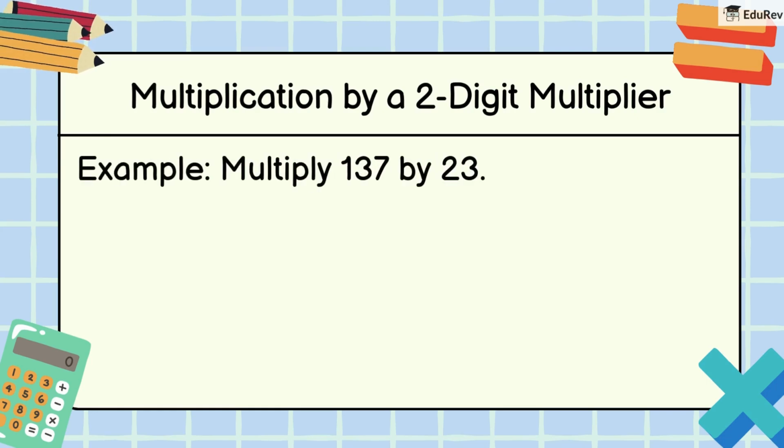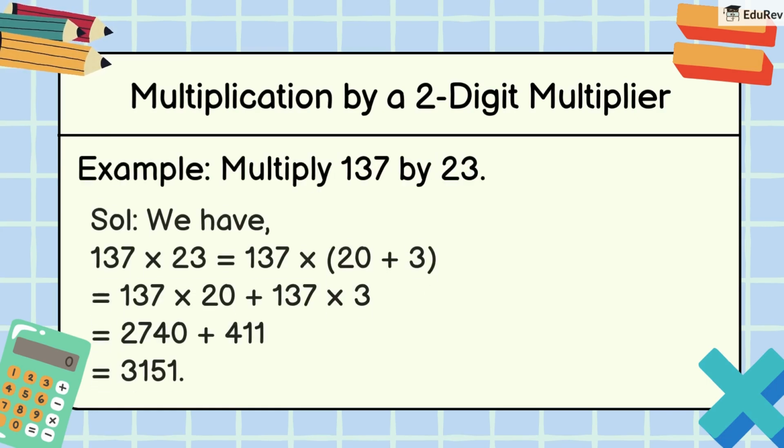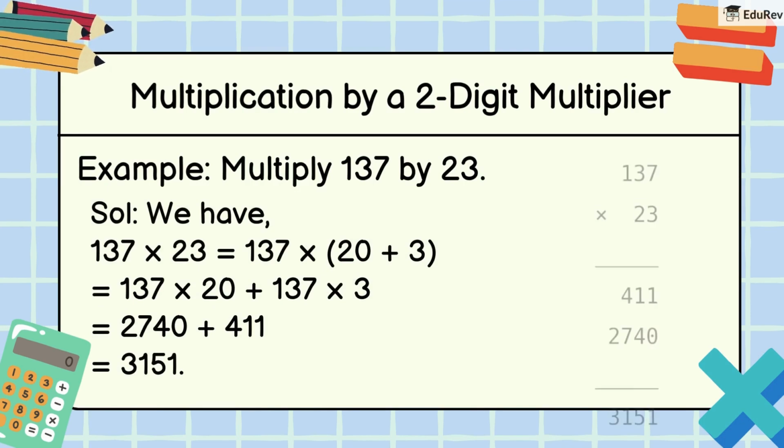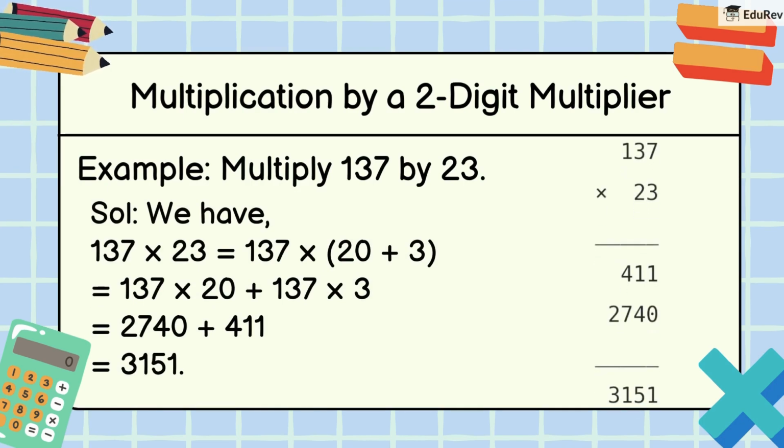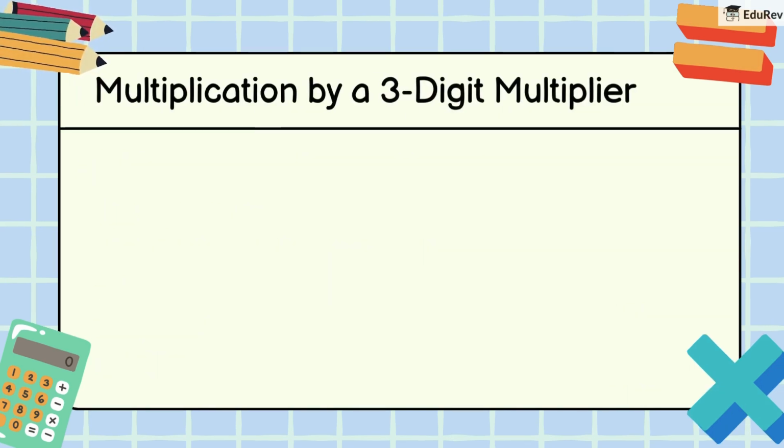Multiplication by a two-digit multiplier. Example, multiply 137 by 23. So, we have 137 times 23 equals 137 times 20 plus 3, which is 137 times 20 plus 137 times 3, which is 2740 plus 411, which is equal to 3151.